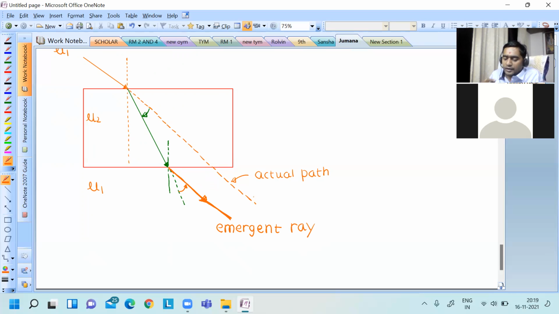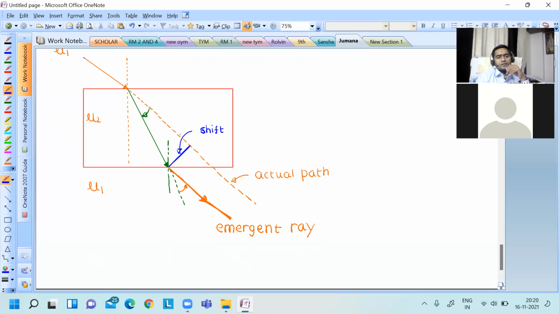Since these rays are parallel, my light, instead of travelling in a straight line from this point, has that much shifting. So this is called our shift. Because of this shifting, if you observe through the glass from the side, things appear a little bit higher. So this is called the shifting of light.